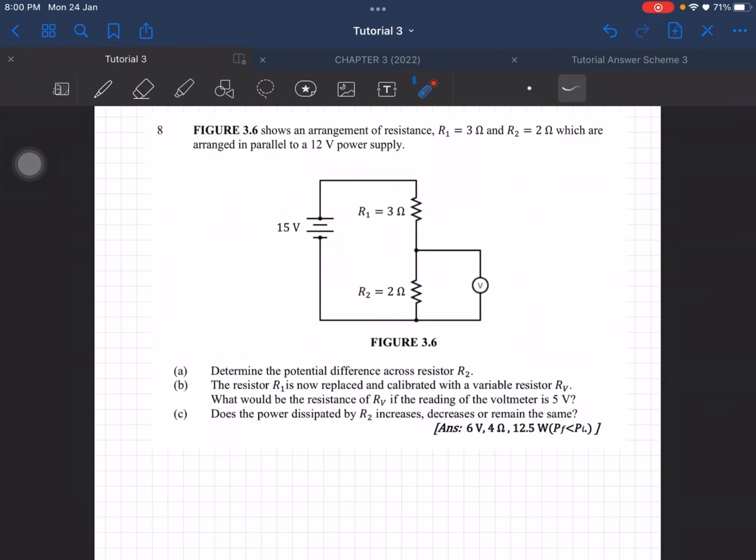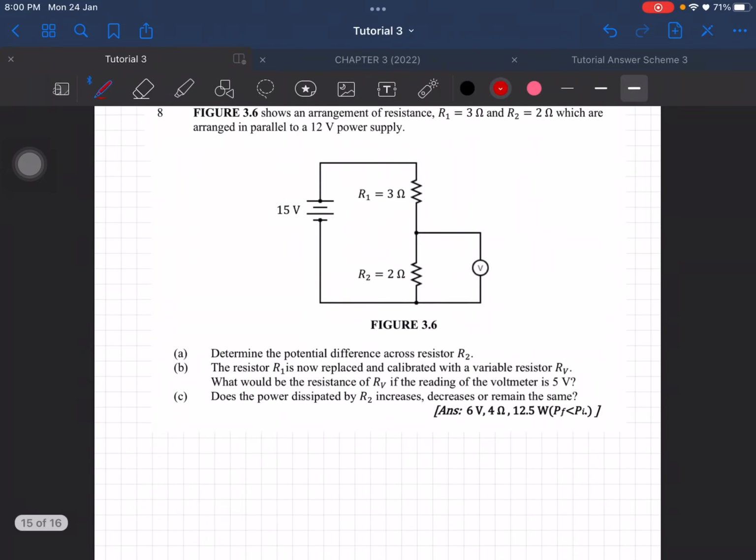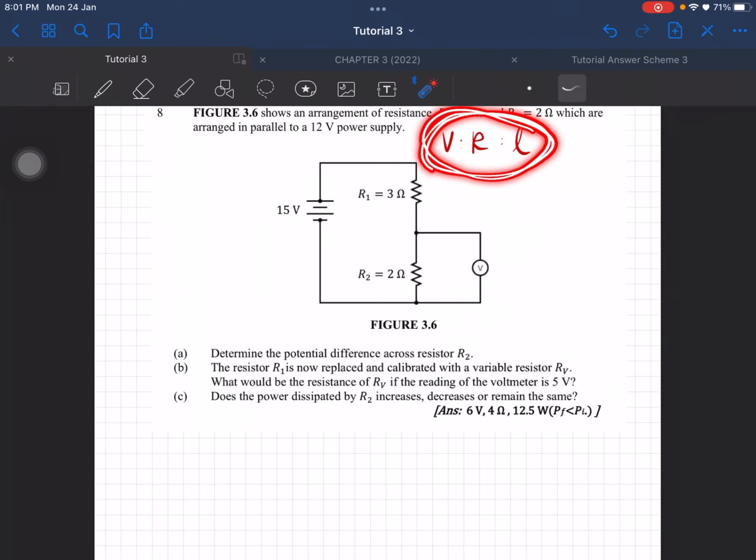First, remember potential divider is all about ratio. This is the ratio between voltage and the resistance. If it includes a potentiometer, usually we have an addition of a link. It's the ratio between all these three variables. Firstly, we have to determine the potential difference across R2 here.